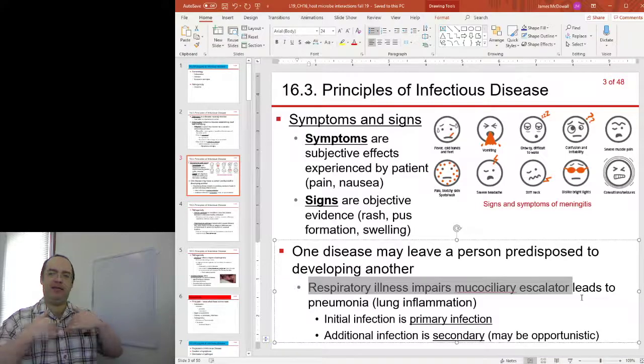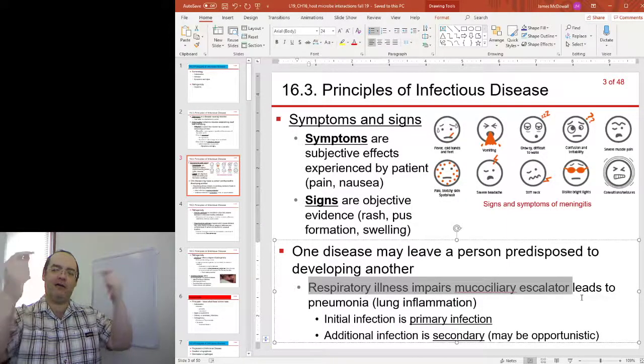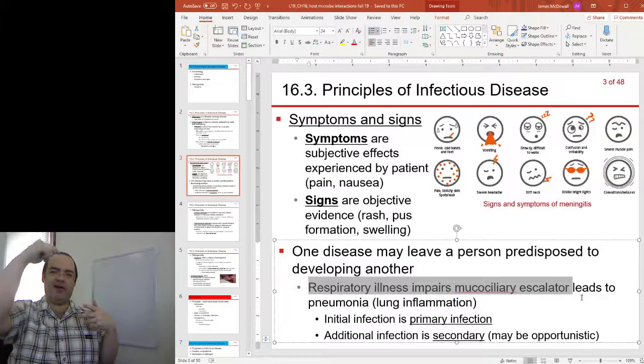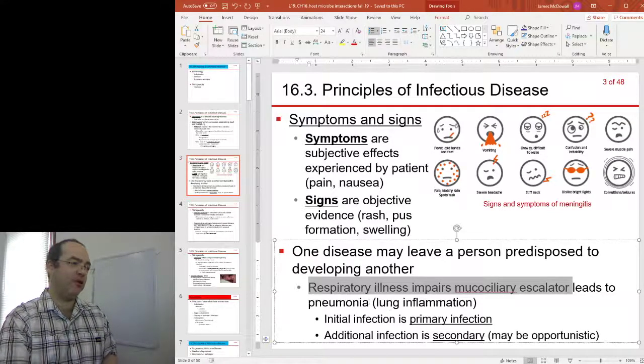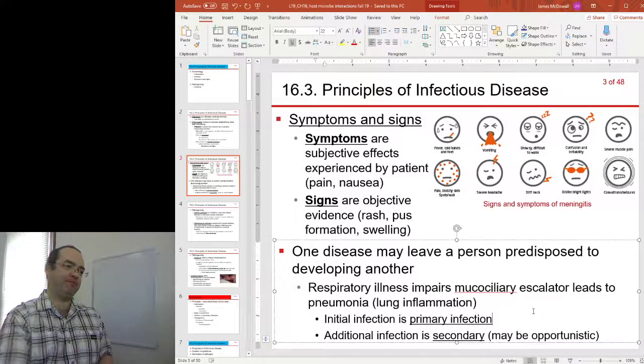That is the cilia on your respiratory pathways. They're always beating upwards, expelling materials that get caught up out of your lungs so that you swallow them. If one disease stops that process, then another disease can get in and could lead to pneumonia in this case, which is a general term meaning lung inflammation.